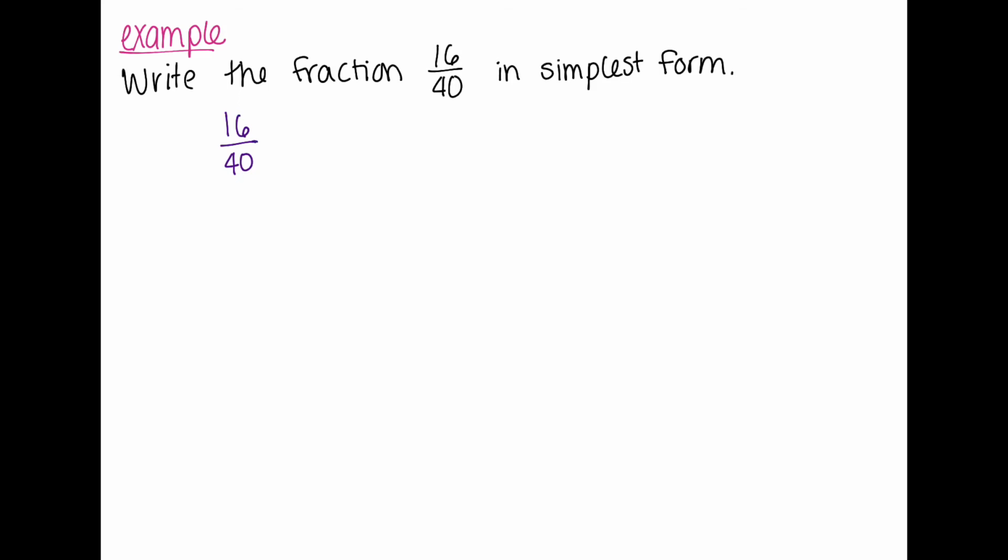So let's say, for instance, I notice that 16 is divisible by 2 and 40 is divisible by 2. I could divide the numerator and denominator both by 2. 16 divided by 2 is 8, and then 40 divided by 2 is 20. I ask myself now, is this in simplest form? But I notice 8 and 20, I can divide both of those numbers by 2. They have a common factor of 2. So I'm going to divide both of those numbers once again by 2. 8 divided by 2 is 4. 20 divided by 2 is going to be 10.